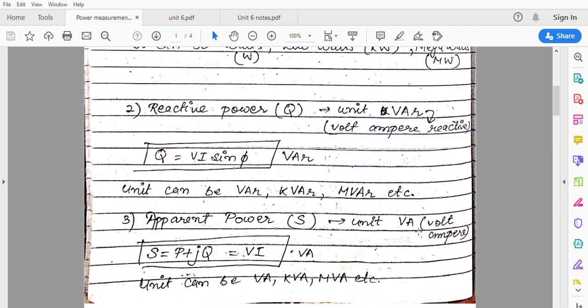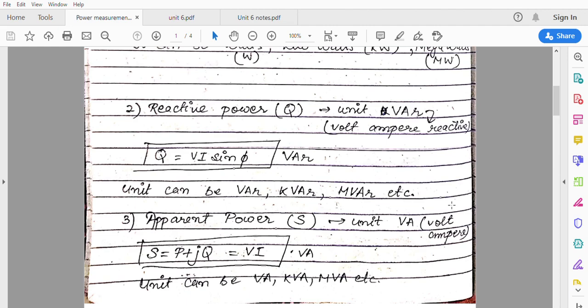Just recall the transformer. We have studied that the rating of a transformer is always in volt ampere, so the rating of a transformer is always in apparent power. Why was the rating of a transformer in volt ampere? Because of the losses of the transformer. What are the two kinds of losses in a transformer? The two main losses are core loss and copper loss, and core loss was again divided into eddy current loss and hysteresis loss. These losses are not at all dependent on the power factor; they depend only upon the voltage and current. So the rating of a transformer is in VA.